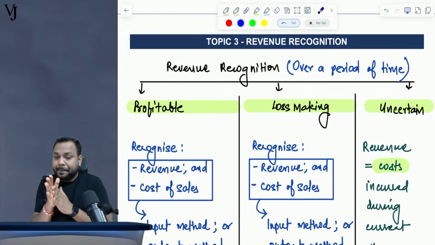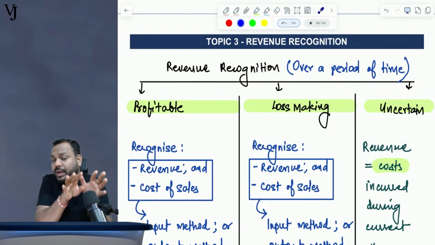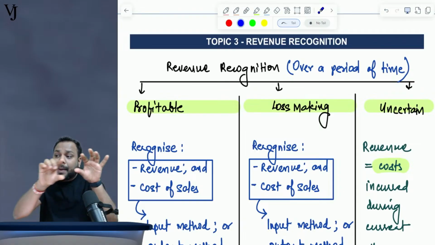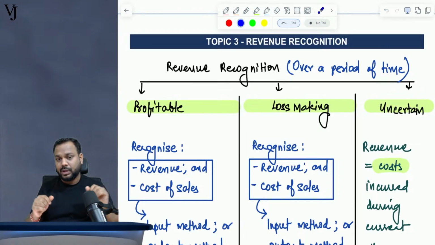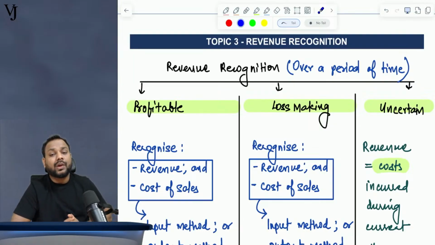Now understand, please. When the revenue has to be recognized over a period of time, now comes the question: how much revenue has to be recognized at what particular date?